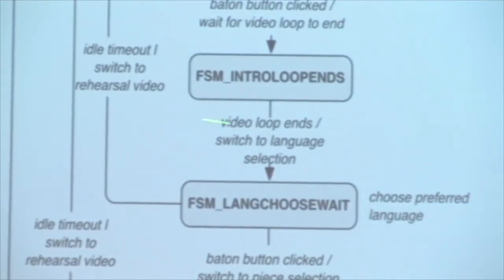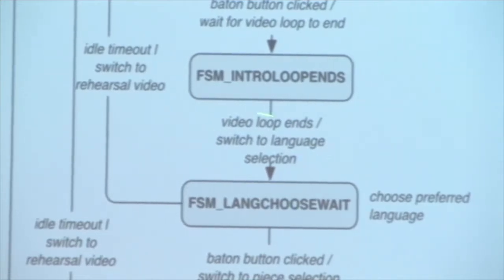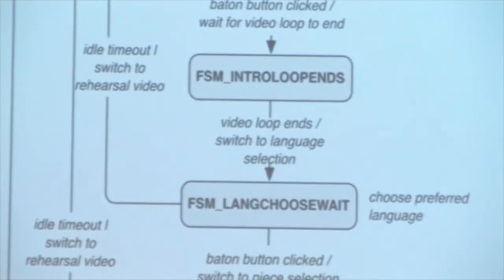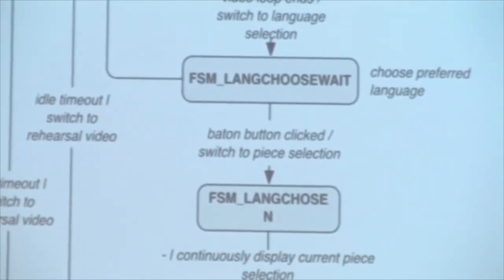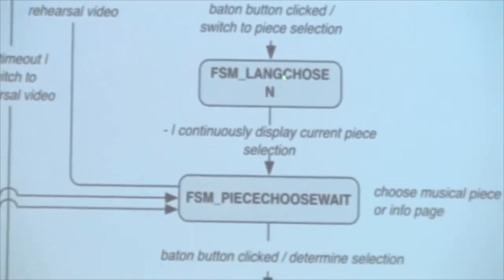Once it's actually over, we then go to the language selection. So here's the case where this is not something that the user triggers, but it's another event that happens at some point. The video loop is over. We then switch to the language selection and are in this language choose wait state, where the user moves up and down, and we wait for a button click. When the button is clicked, that means we've now chosen a language.